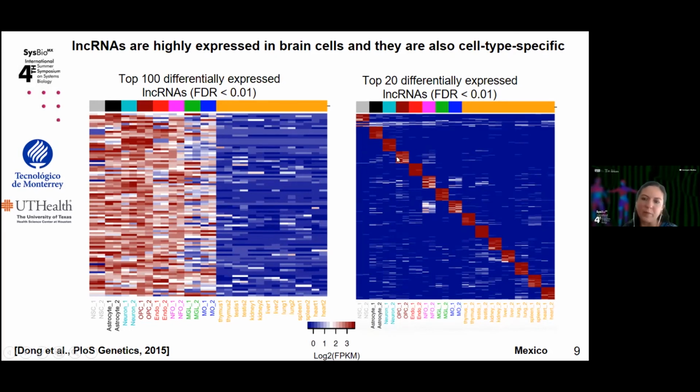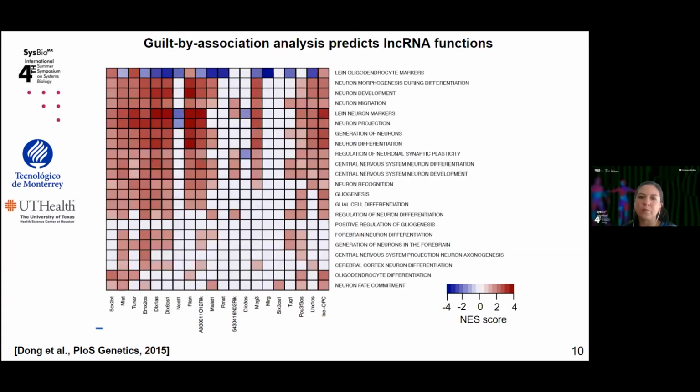So here we see a perfect example of how these lncRNAs are only expressed in OPC cells, in endothelial cells, in astrocytes, in neurons. Okay, so this is also very important. There are also some tissue-specific ones. That's why lncRNAs exert a regulation specific to tissues or cell types.